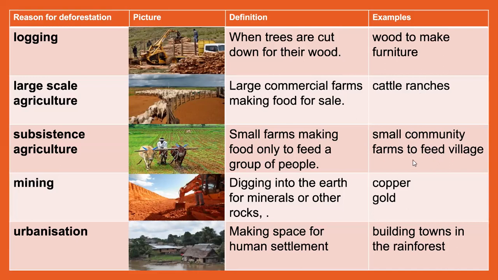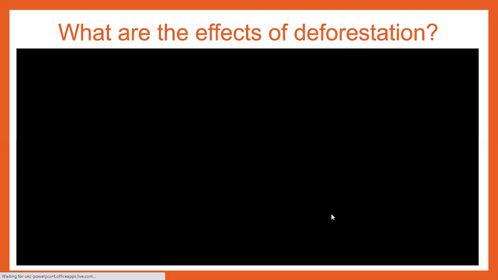Then you have mining. Mining is a process when you dig into the earth for minerals or other rocks. These can include copper, which is predominantly used to make items such as phones, or gold. Also, another reason for deforestation is urbanization. Urbanization is when you are making space for human settlement. So you are building towns in the rainforest.